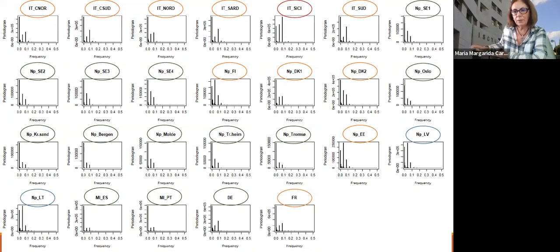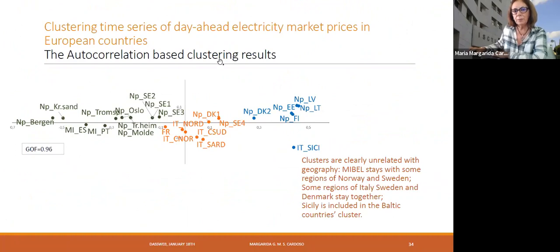And of course, we have the patterns also for Latvia and Lithuania, which are different. Now, using the autocorrelation based clustering results, the results obtained yields 3 clusters, and we cannot see any related geography in these clusters. So Mibel stays with some regions of Norway and Sweden, and so Portugal and Spain are considered here in this cluster with North Pole regions, which is of course not a geographic proximity justifying this, and so on. So we have also some regions of Italy, Sweden, and Denmark staying together.